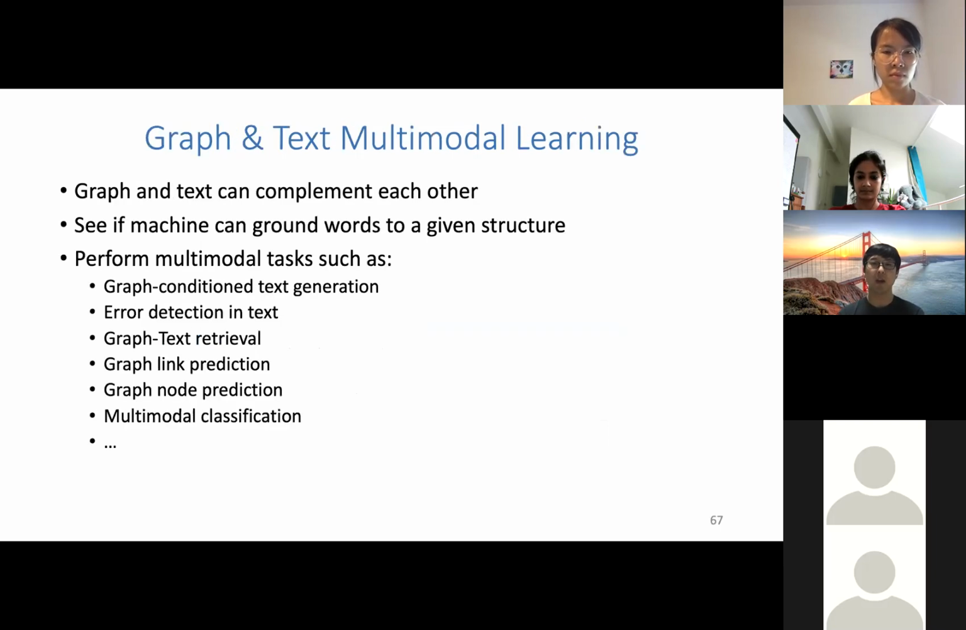So if you can learn both modalities at the same time, then maybe we can do a lot of interesting tasks, such as generation or classification, or finding errors in text, or finding errors in your EHR. Like if you enter a wrong value in the EHR system, but the right value is written in the discharge summary, maybe we can find out that there's an error in your EHR. So we can find errors or typos, do graph link prediction, graph node prediction. We can do a lot of kinds of stuff.